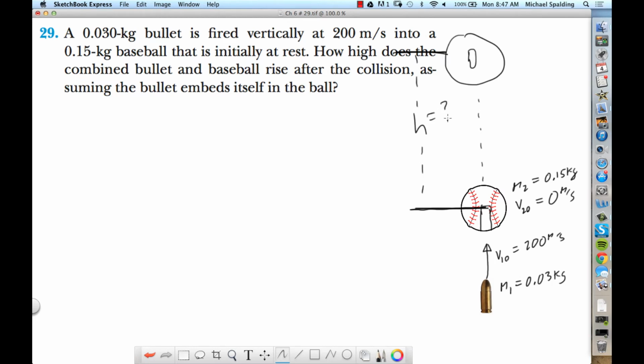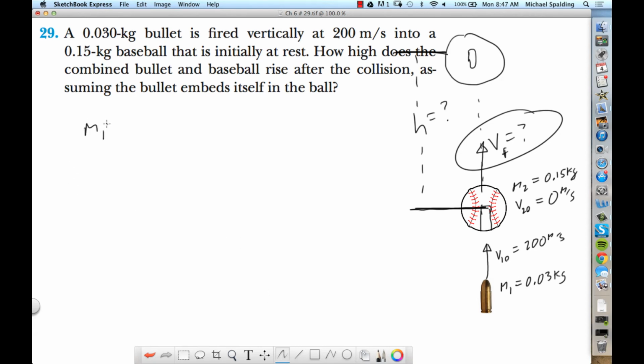What do we need to know before we can figure out how high it rises? What do we have to figure out first before we can solve for this h? The velocity final after the collision. After the collision, the bullet-baseball combo is going to take off with some final velocity, which would be the initial velocity for the second part. Does that make sense? So how are we going to get this velocity right after the collision? What can you always apply to collisions?